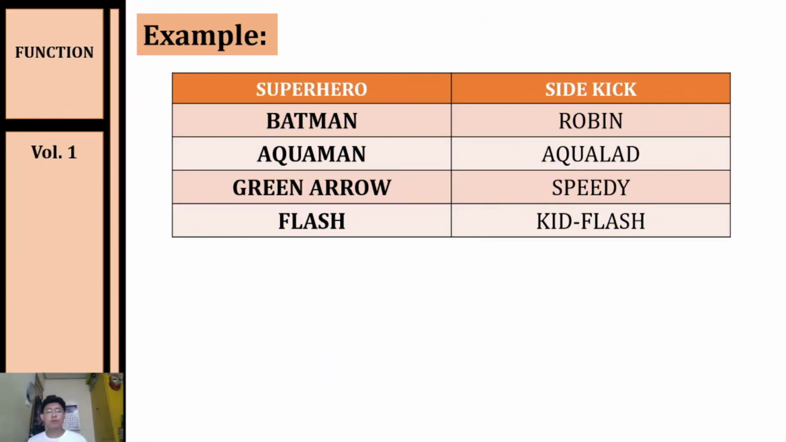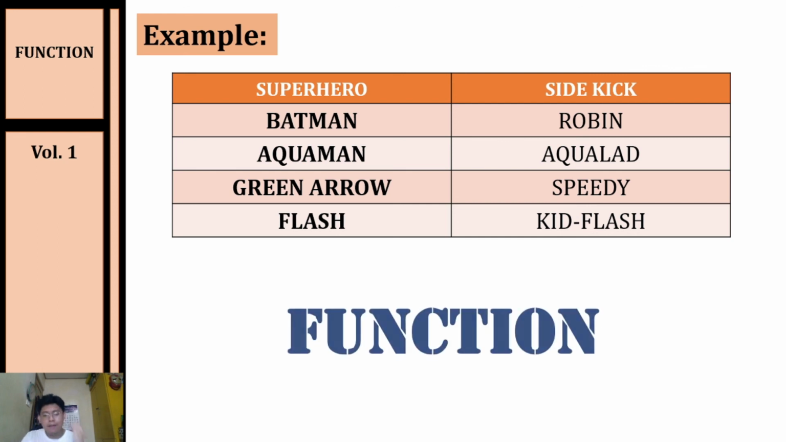Okay, let's have our last example for today. For example, we have a table of values and our x-coordinate will be the superhero and our y-coordinate will be their sidekick. First, let's check our x-coordinate if we have a repeating value of x. Okay, so the x-coordinate is clear. In this table of values, we don't have any repeating values of x and we don't have any repeating values for y. Therefore, this table of values is a function.